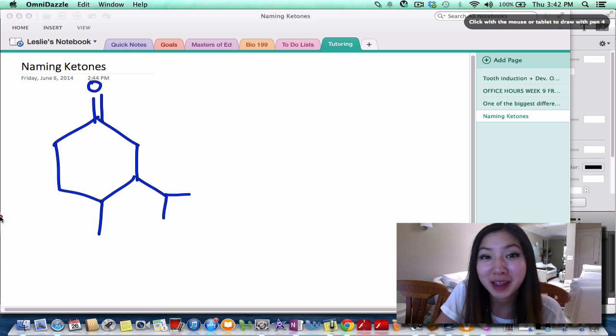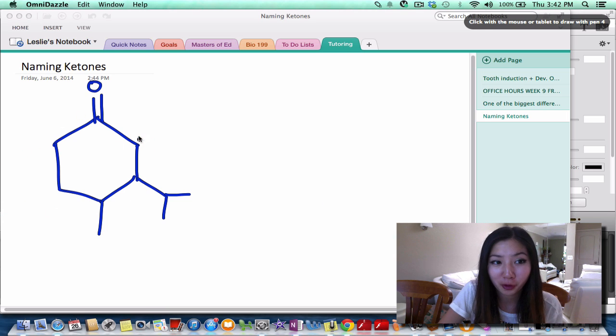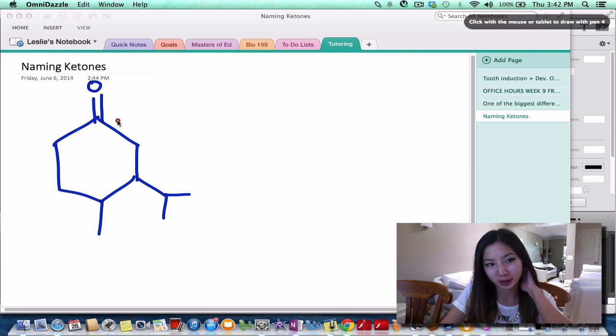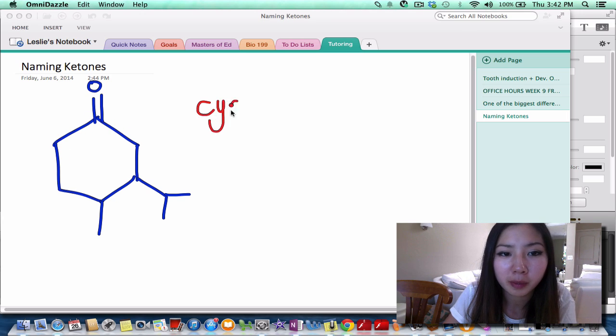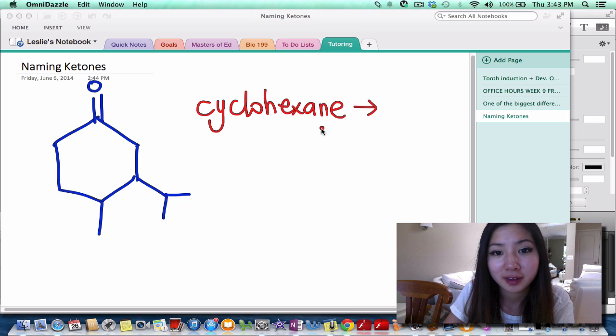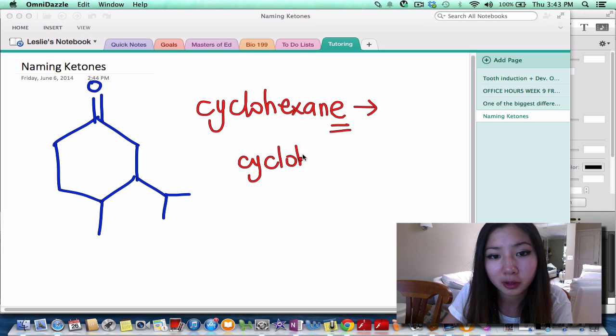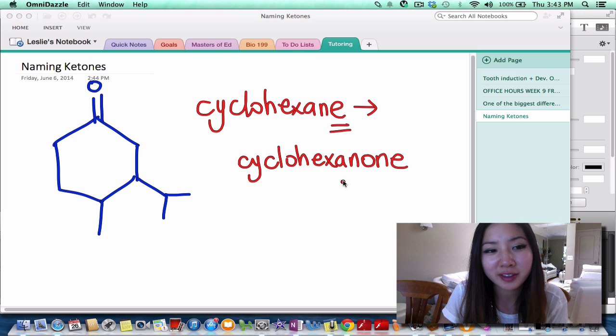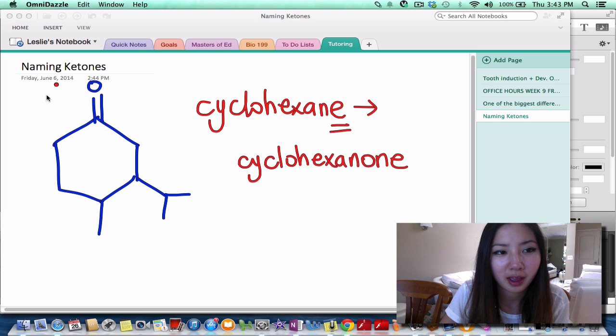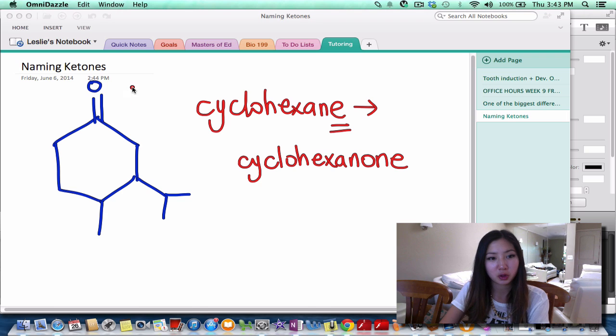Okay, so now we're going to be naming ketones that are in a ring form. So we can see that we have a cyclohexane as the base. And so what we're going to do is cyclohexane, same thing, E becomes O-N-E. So we have cyclohexanone for ketones, okay? So we know that that's a ketone, but a cyclohexanone by itself is just going to look like this ring without these substituents. So we need to number and name the substituents.